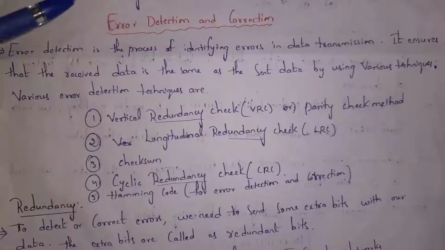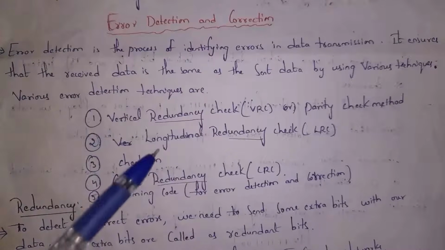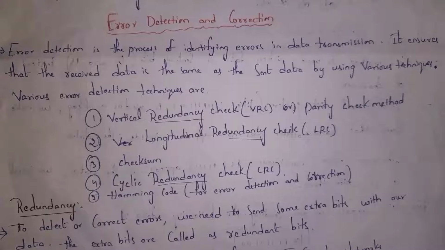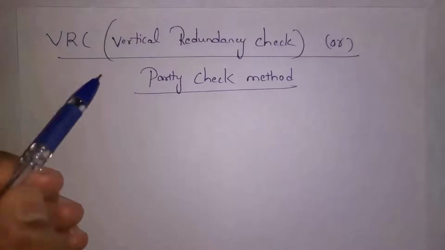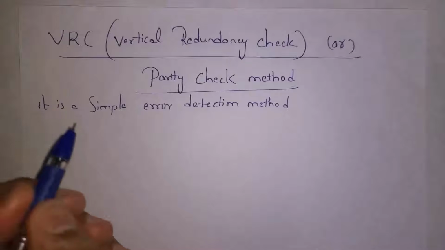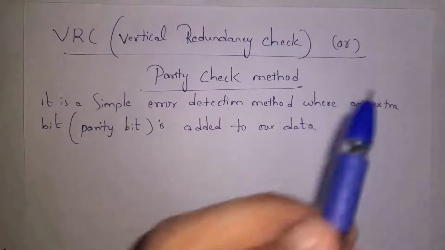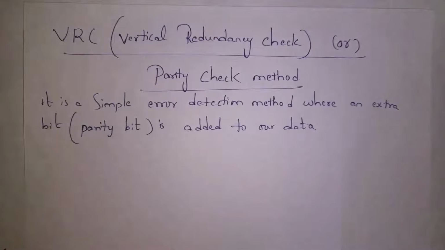Error detection methods are classified into 4 types, and the first one is vertical redundancy check. Shortly we call it VRC. We also call VRC the parity check method. The VRC method will identify errors by adding an extra bit to our data. So VRC is a simple error detection method where an extra bit is added to our data. We call this extra bit the parity bit. I will explain VRC with an example.